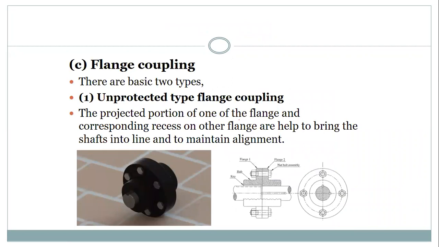Flange coupling is the third rigid type of coupling. You can see here, this is one side of the flange, and in the same way there will be another side of the flange. So this is one side of the flange, and this is the other side of the flange. And you can see the number of bolts here that are tightened.